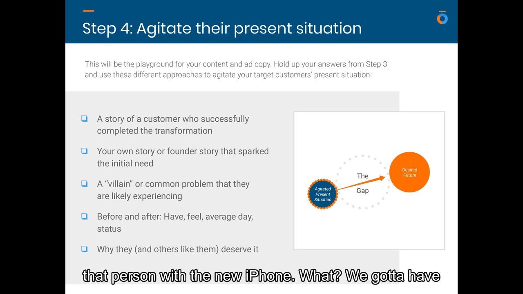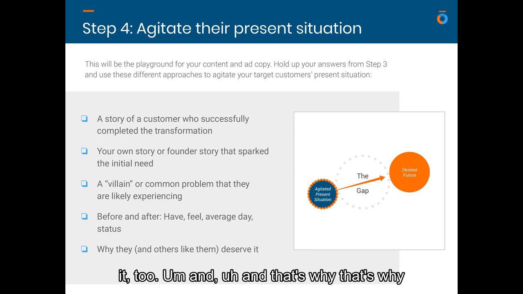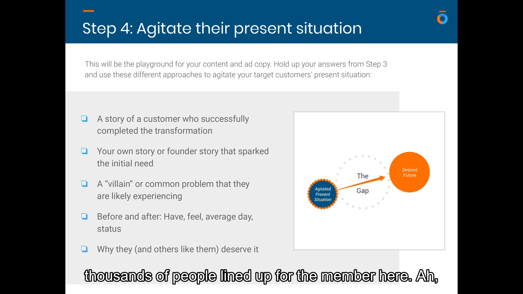All right. We see that person with that new iPhone. Oh, well, we've got to have it too. And that's why thousands of people line up for them every year.